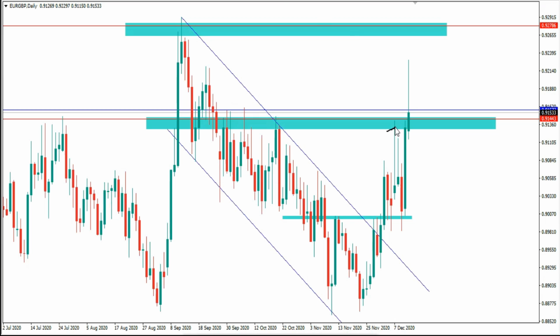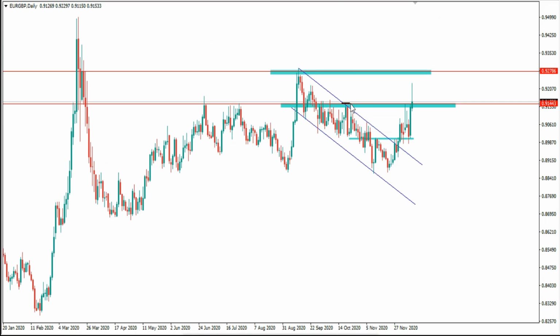We want to see that area hold as support, because you can see this particular candle right here gave us a rejection of that resistance. We can see several times here we have resistance, we have support at this area, we had resistance. So this area is a very important area of structure to keep an eye on.